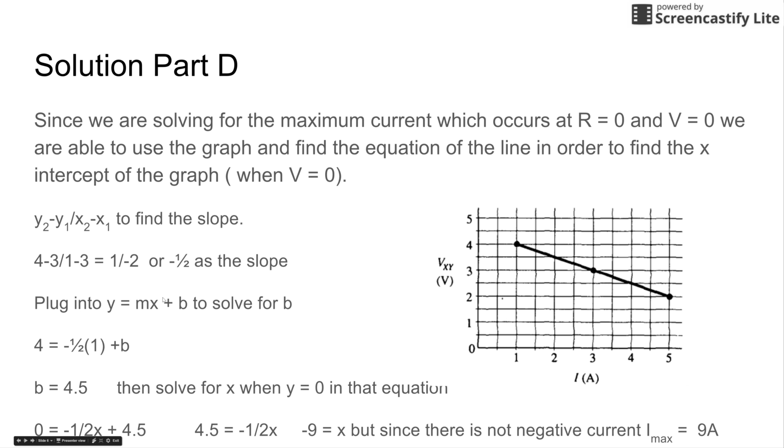We plug that into y equals mx plus b to solve for b. So we plug in the numbers 4 and 1 again. So we get 4 equals -1/2 times 1 plus b. And from that, we were able to figure out that you add 1/2 and you get b equals 4.5. So once we get to that point, we solve for x when y equals 0 in the equation. So we get 0 equals -1/2 x plus 4.5. 4.5 equals -1/2 x. And then we multiply by 2 to get -9, but there's no negative current, so the I max is equal to 9 amps.